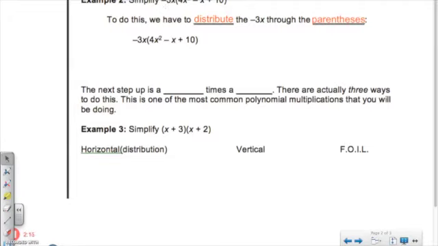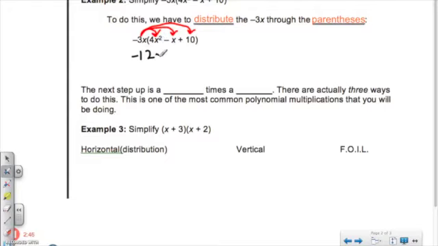It's very important that you realize that you're taking that negative 3x and multiplying it by not just the first term, not just the second term, but by every term inside of those parentheses. So I'm going to say negative 3x times 4x squared, negative 3x times negative x, and negative 3x times 10. So when you're doing that multiplication, again, you're going to multiply the coefficients. Negative 3 times 4 is negative 12. And then multiply your variables.